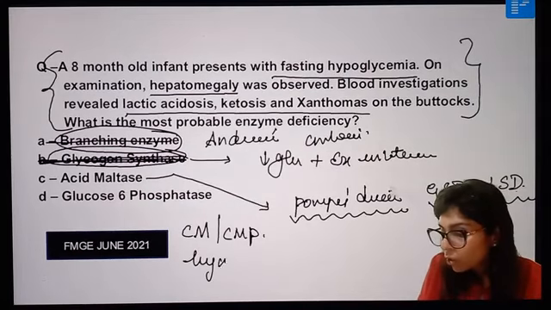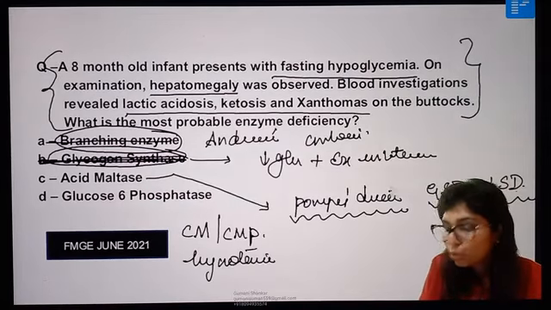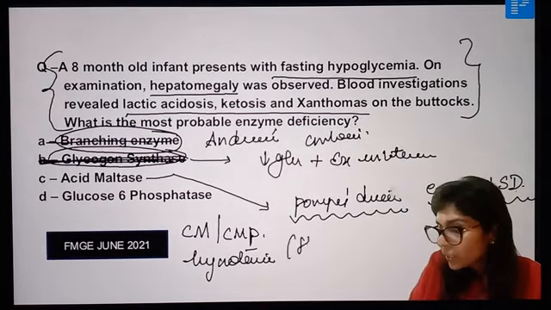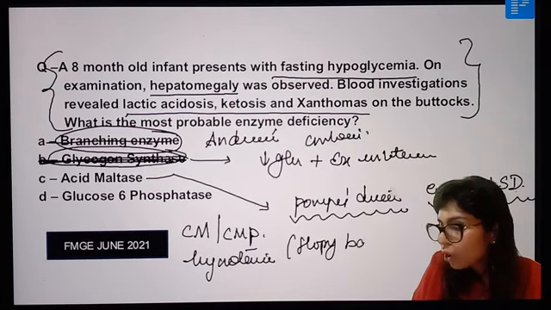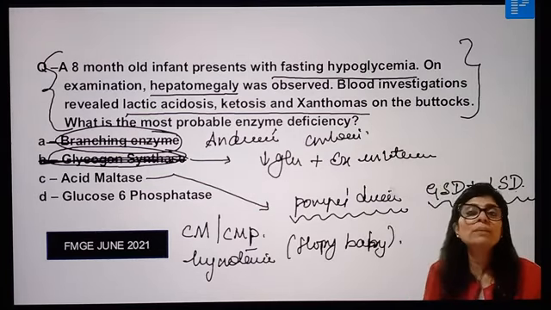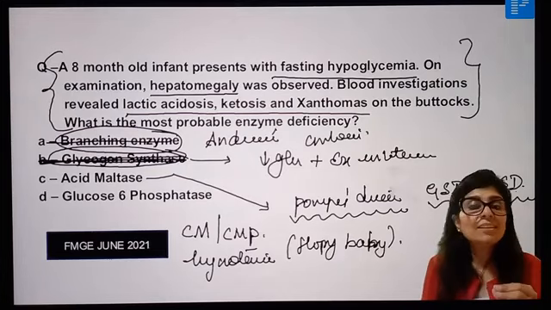Along with that, it also presents with hypotonia. So it will present itself as floppy baby. You understand this? So all of you repeat it along with me.